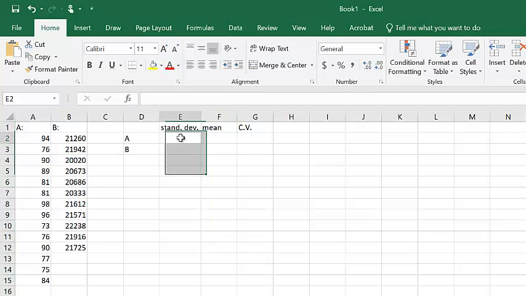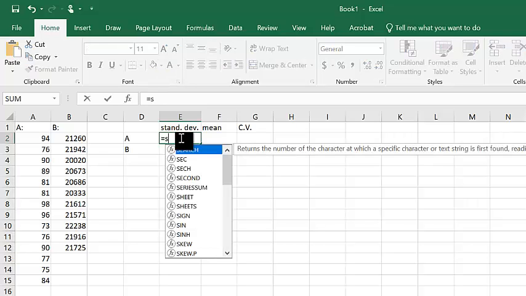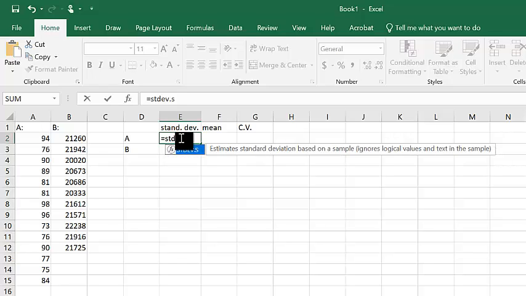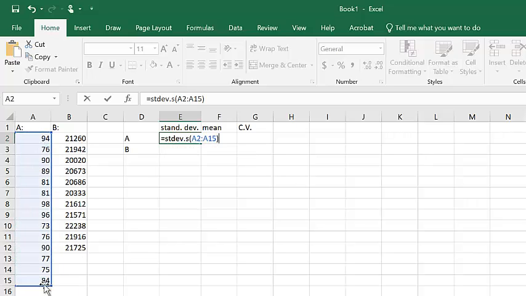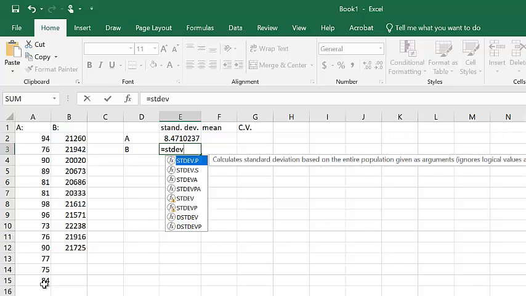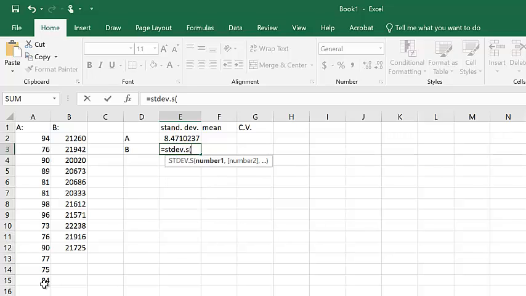So to find the sample standard deviation, I hit equals to enter a formula, and then STDEV dot. And then we're going to choose the S for sample. Open the parentheses. Then I'm going to select my data, close the parentheses, and hit enter. Similarly here, I'm going to hit the equal sign, STDEV dot S for sample, open the parentheses, and find the standard deviation of my second set.